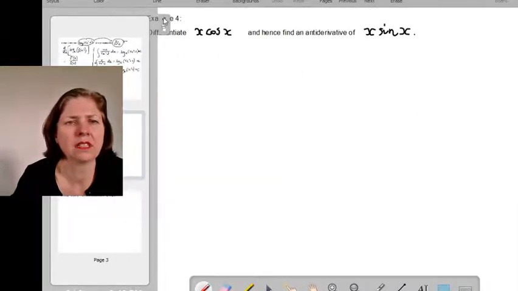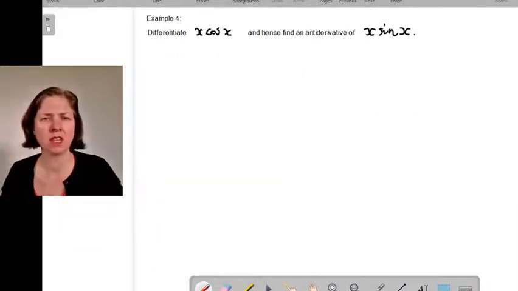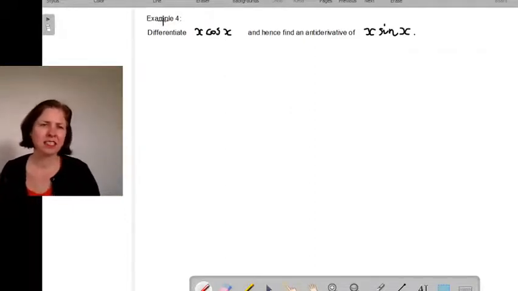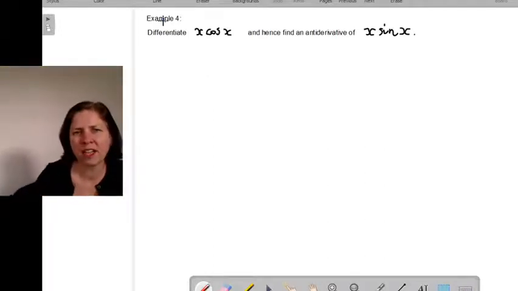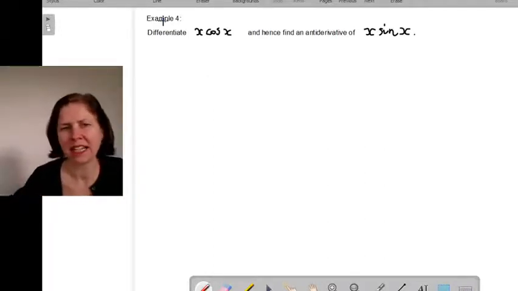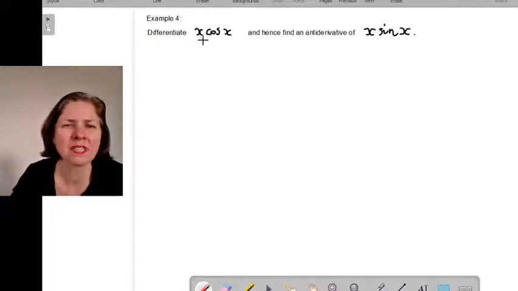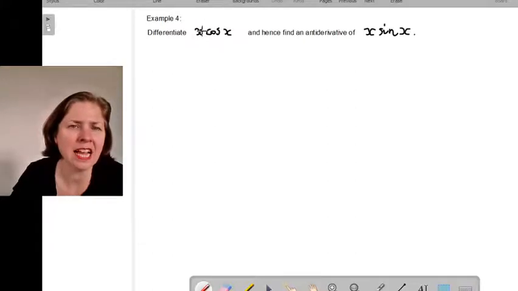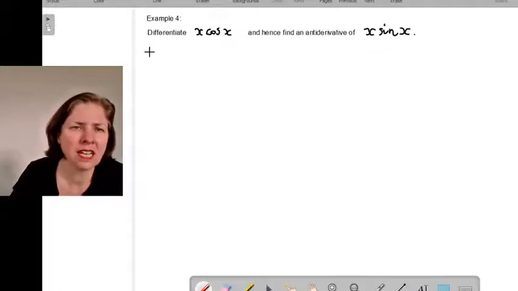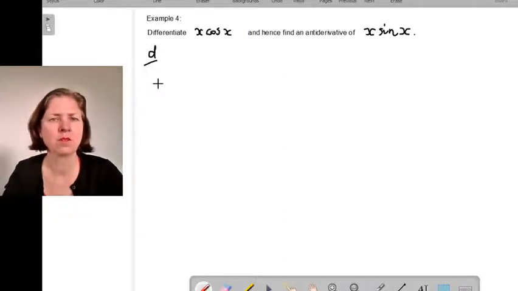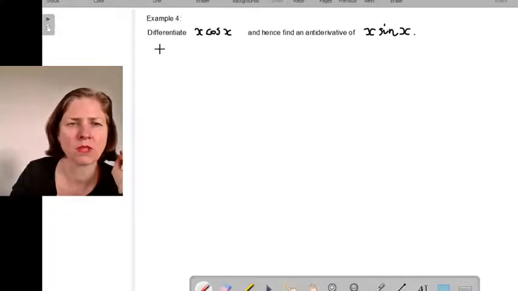This one's a little bit trickier and ever so slightly different, but let's have a look at it. I need to differentiate x cos x and hence find an antiderivative of x sine x. Now the first thing that's different is I don't have a chain rule here. This one of course is a product rule because I've got a function x multiplied by the cos x. So let's start by differentiating this. Actually, I'm going to do this the long way, just to make sure everyone knows what I'm doing.